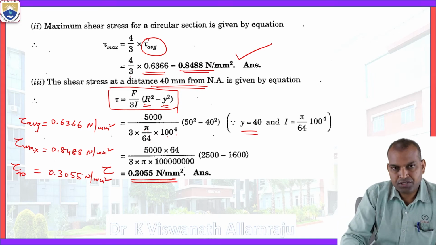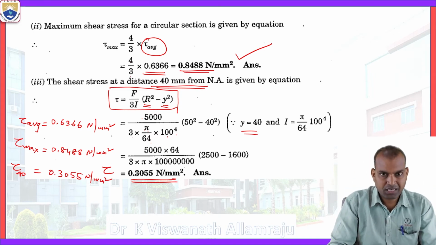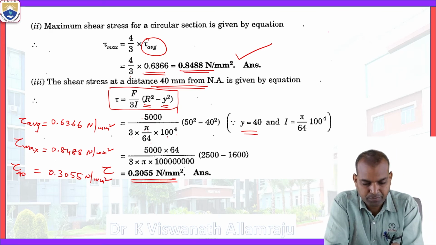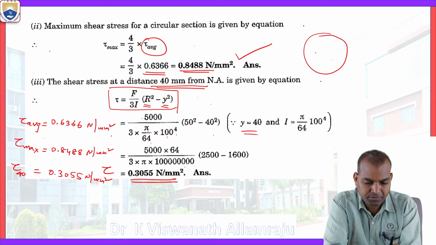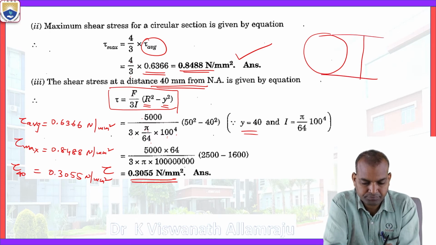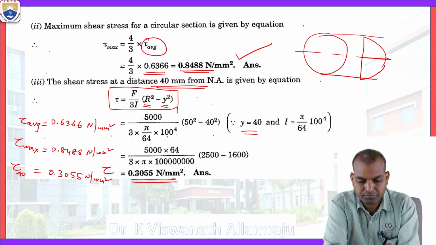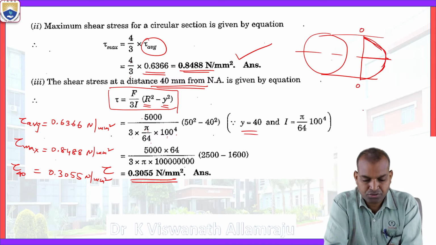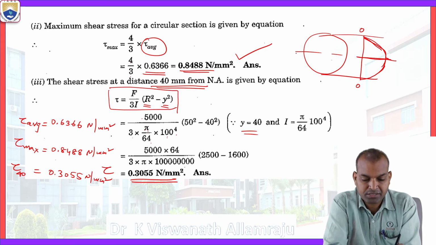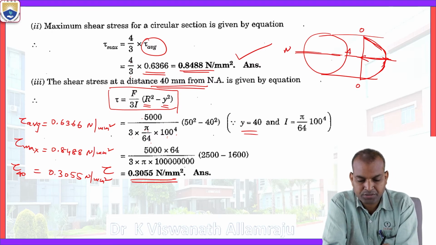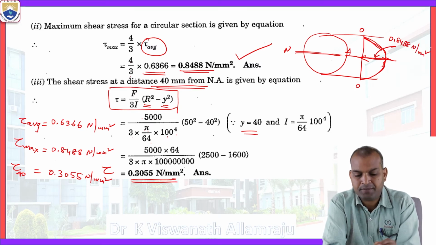Now, based on these results, if we draw a curve, it is not asked, but we can represent the complete circular cross section and how it is varying. The maximum shear stress takes place at the neutral axis. This is the neutral axis. Here the maximum value is 0.8488 Newton per square millimeter.